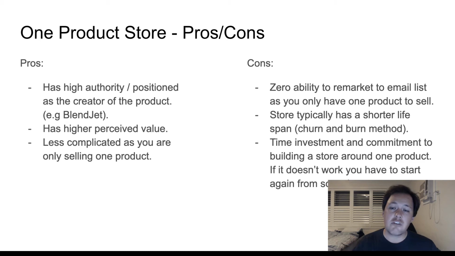There's also zero ability to remarket to this email list that you're going to build up. So you're going to build up a big email list selling this one product, but by nature of having a one product store, you're not able to sell them any more products because you don't have any, okay? So a lot of people with one product stores, they'll just set up an abandoned cart sequence. They won't worry too much about email marketing outside of their abandoned cart sequence, okay?